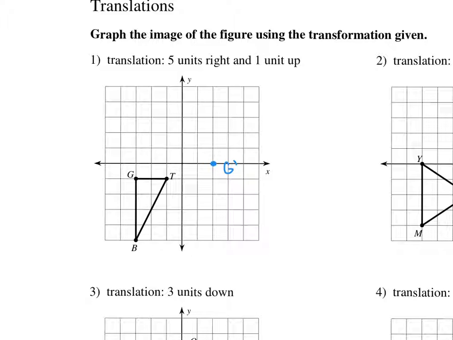And I'll label that. I'll do the same thing for T. 5 units to the right, 1 unit up. 1, 2, 3, 4, 5. Up 1. And I'll do the same thing for B. 1, 2, 3, 4, 5 to the right, 1 up.